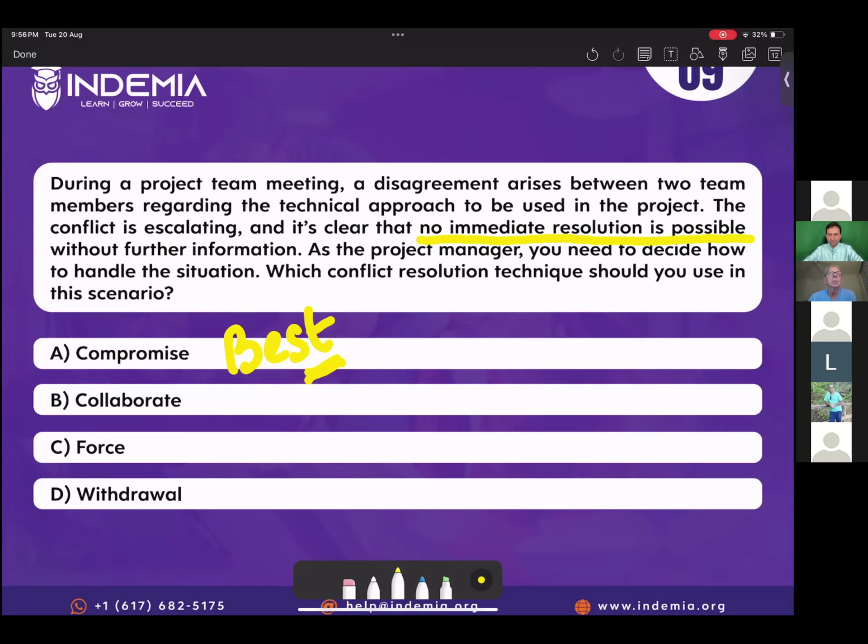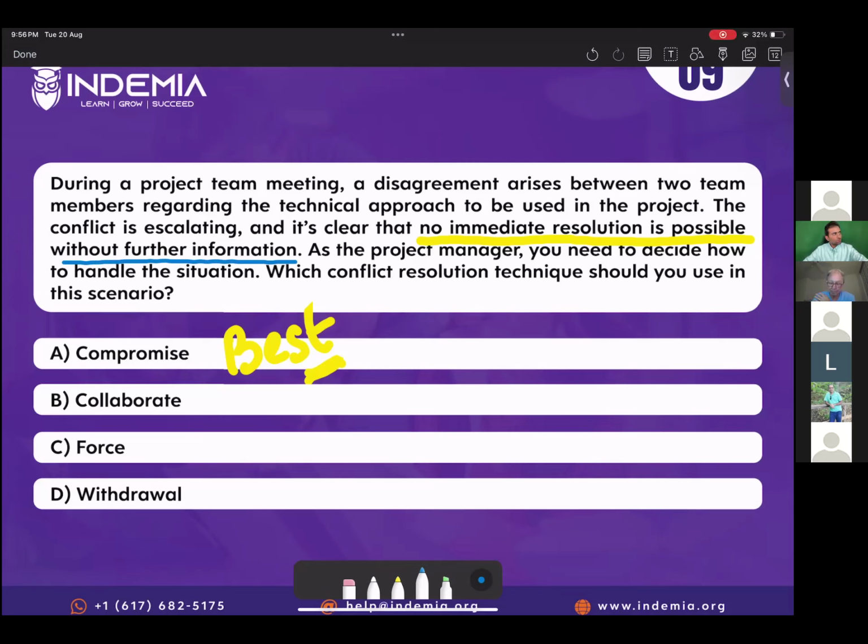Okay. So let's take one more comment. Robin, you have chosen option B. I was confused between A and B, but then considering that no immediate resolution is possible without further information, that made me side with collaborating. So that's why I chose B. All right. Thank you so much, everybody.